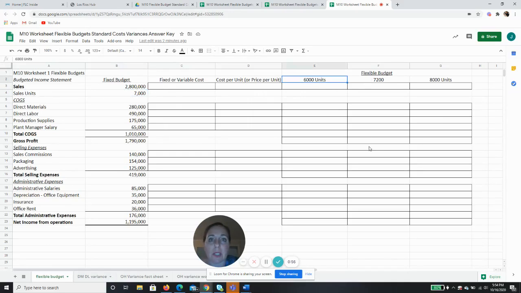But we're going to do a flexible budget at 3 different levels. We're going to do one at 6,000 units, which is probably what we think is the minimum we can sell. We're going to do one at 7,200, which maybe we just think is a nice middle ground. And then one at 8,000, which we think is probably the highest amount we're going to be able to sell.